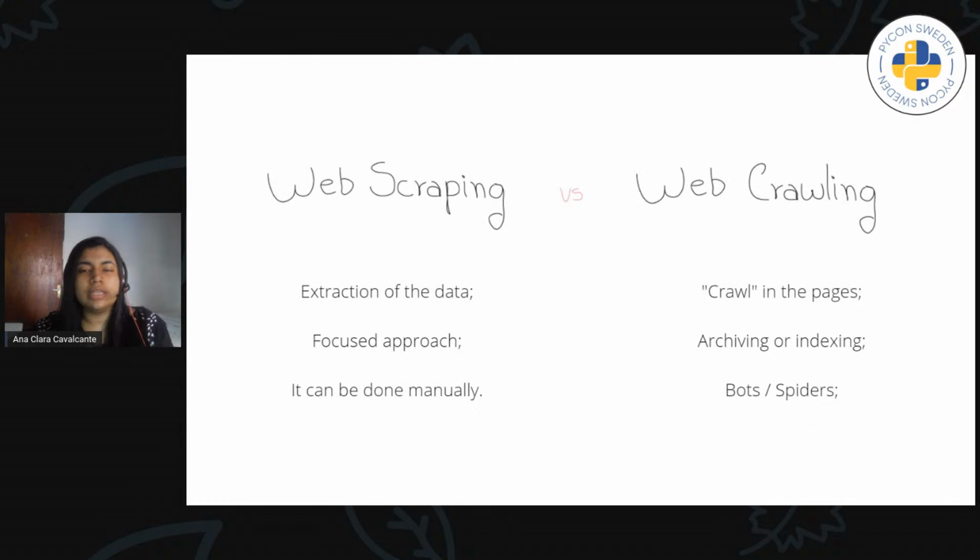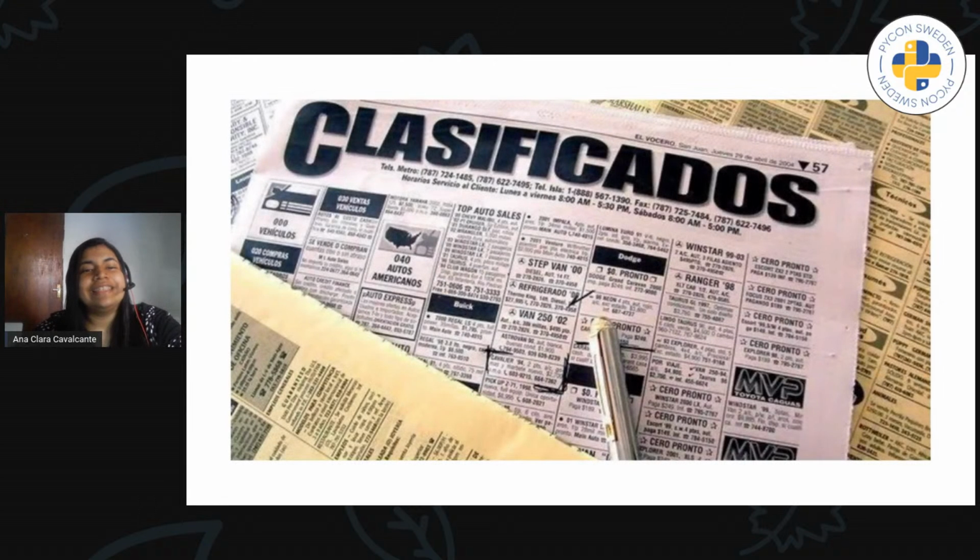And web crawling is different. It is done by bots and spiders that crawl, right? They go over the pages, getting the information, usually for archiving or indexing purposes. I think the first word that comes to people's minds when we talk about this topic specifically is Google. Google used to do that and still does that a lot. So yeah, it's a big example of web crawling.